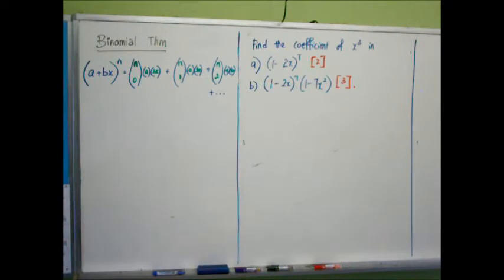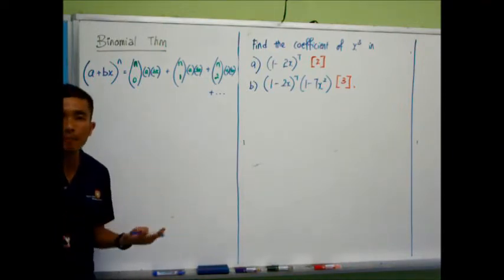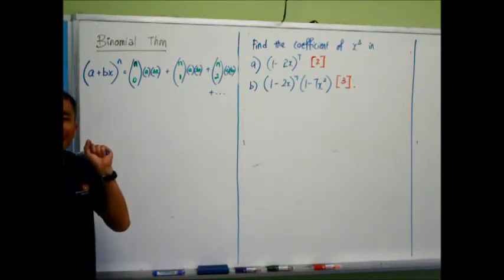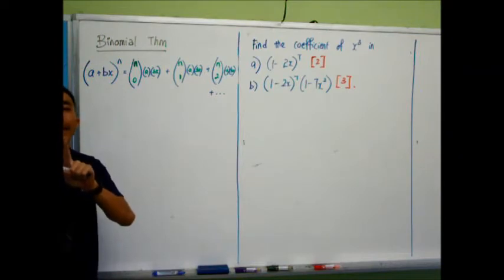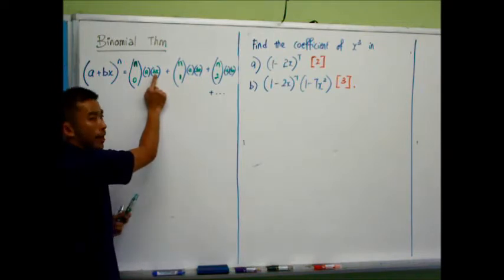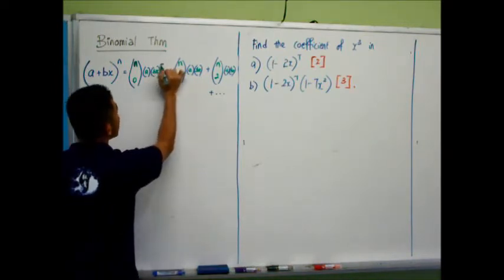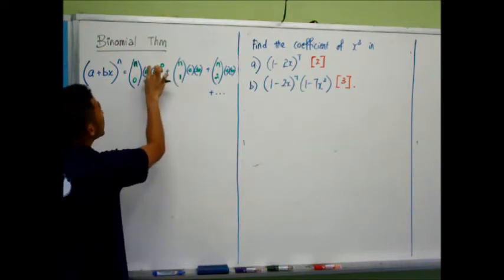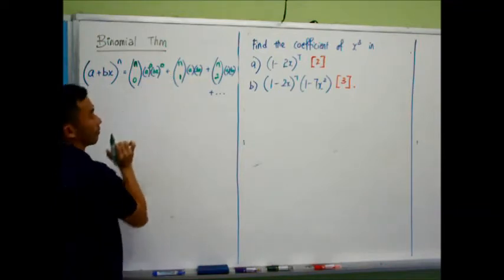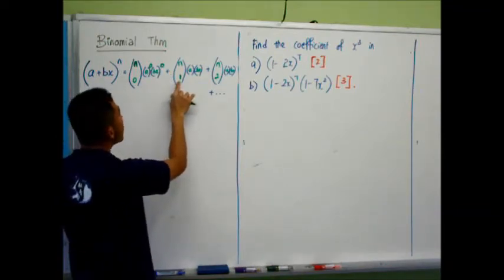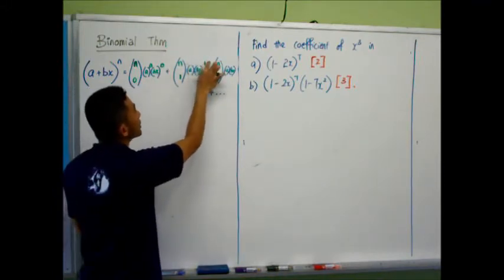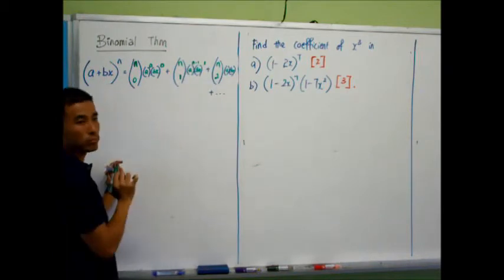Now, depending on whether the question asks for ascending power or descending power. In this case, I want ascending power of x, meaning it must start from the smallest to the biggest. So the power of x must start from the smallest, the power 0 must come here. And take note, these two powers sum up together will always give you n. So in this case, this must be n. Similarly, if this is 1, this must be n minus 1.